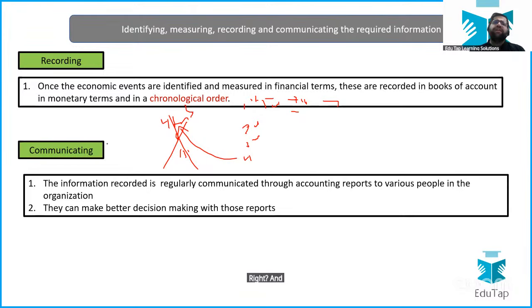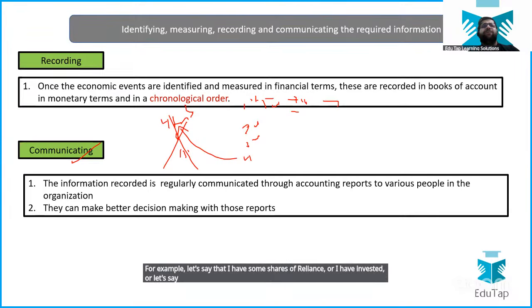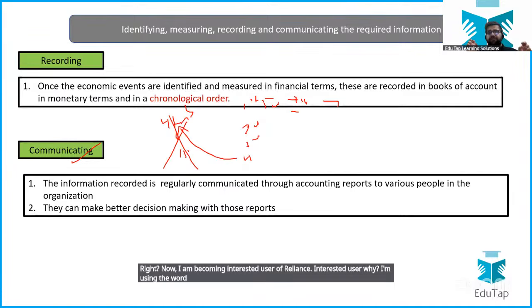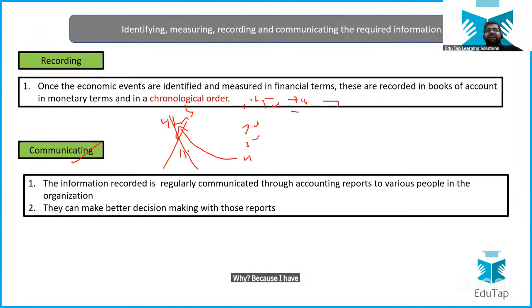And once your recording is done, then you just have to communicate. Communicate to those people who have a certain stake in your company. For example, let's say that I have some shares of Reliance, or I have invested, or let's say that I have put my money into Reliance. I have given some loan to Reliance, right? Now I am becoming an interested user of Reliance. Interested user, why? I'm using the word interested user. Why? Because I have a certain interest in Reliance.